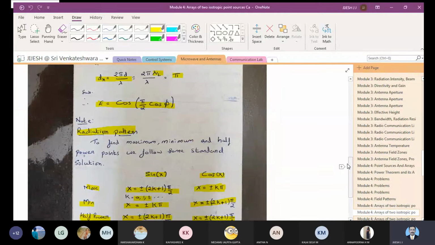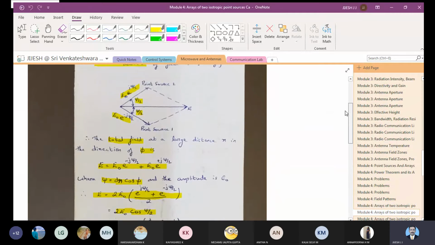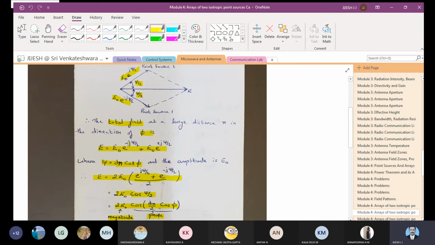So when we go ahead solving it, you get the equation for E is equal to E naught e to the power of minus j psi by 2, plus E naught e to the power of plus j psi by 2. So psi is dr cos phi, and E is equal to 2 E naught times e to the power of j psi by 2 plus e to the power of minus j psi by 2 divided by 2. So the entire thing, e to the power of j psi by 2 plus e to the power of minus j psi by 2, you can call it as cos of psi by 2. So you will get E is equal to 2 E naught cos of psi by 2, and 2 E naught is the magnitude, and the cos of dr by 2 cos phi is the phase of that.